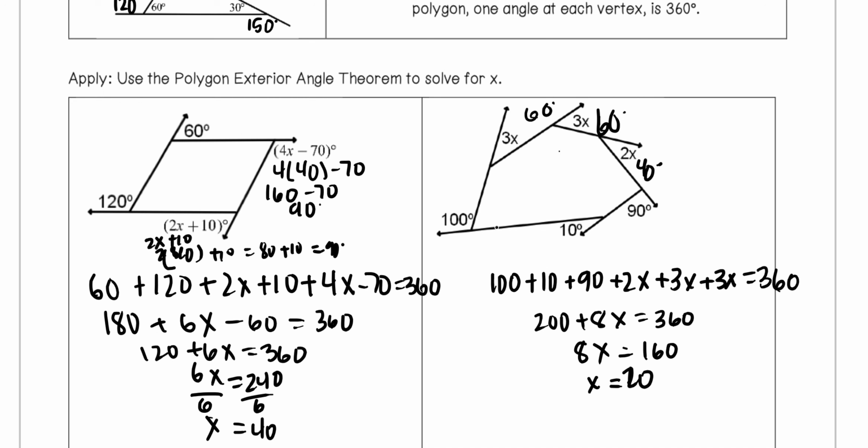This will be the case for every single polygon. No matter how many sides there are, all of those exterior angles will always sum up to 360.